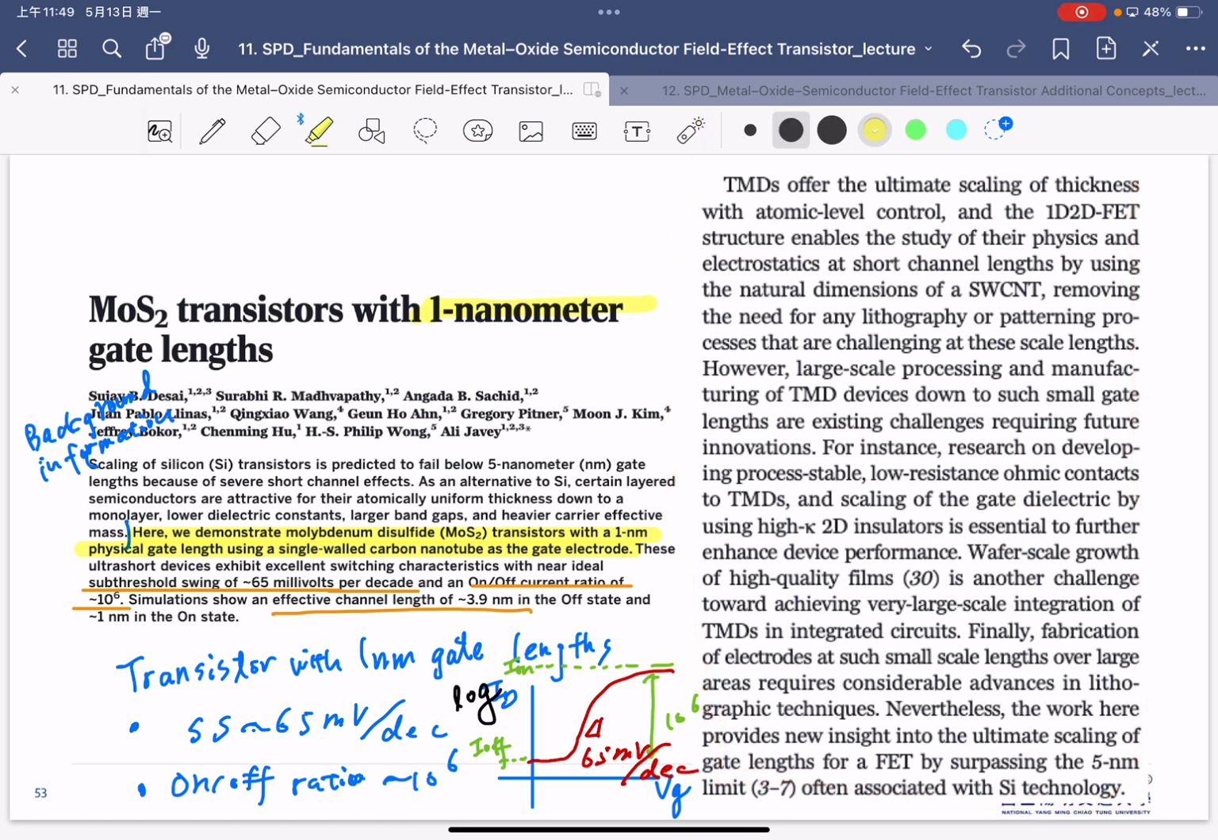So the first keyword we have to find is "however." So they say, however, large-scale processing and manufacturing of 2D-material-based devices down to such small gate lengths is still challenging, requiring further innovation. So they say that if you try to fabricate this 2D-material-based device, it requires some innovation. And finally, this is key. They found that fabrication of electrodes at such a small length scale over a large area requires some advance in the lithography techniques. Nevertheless, they used a certain way to overcome these issues.